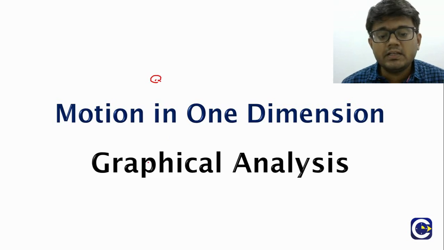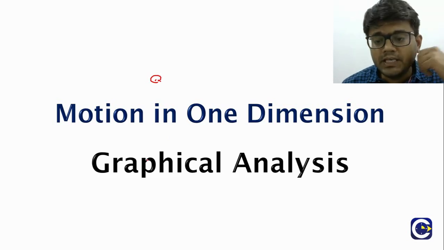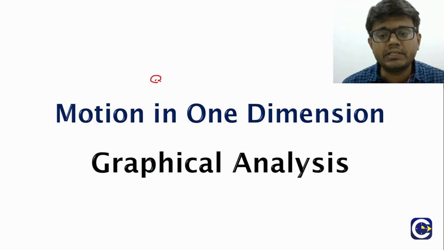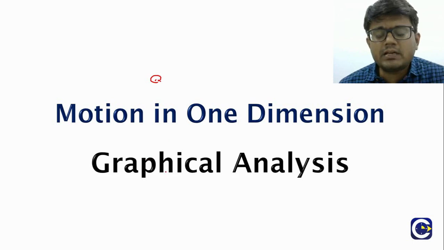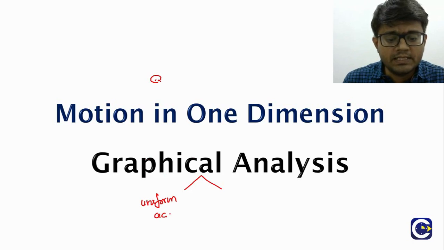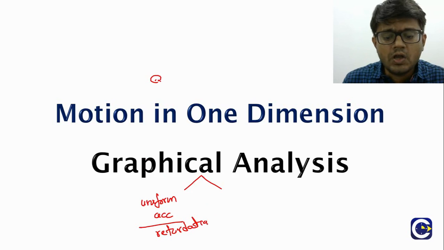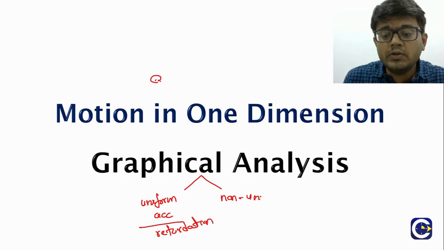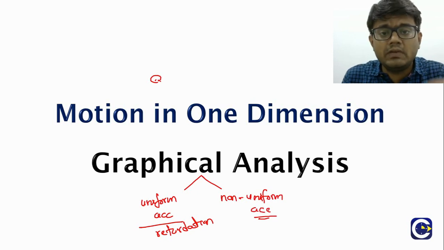Hello everyone. In this video, we look at the graph analysis or graphical analysis kind of scenarios with regard to the motion in one dimension. Now, generally, graph-based analysis can be with regard to uniform acceleration motion, or it can be uniform retardation, or we can even have graph analysis questions where we'll have non-uniform acceleration. So it is not like graphical analysis means we'll have only one type of motion.